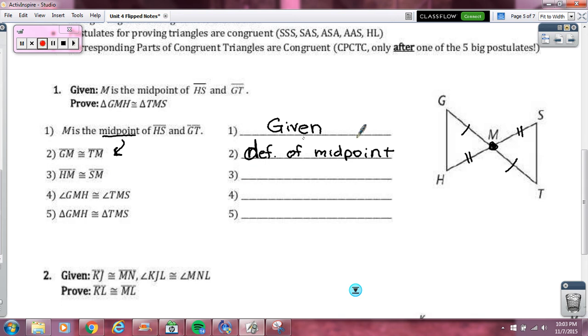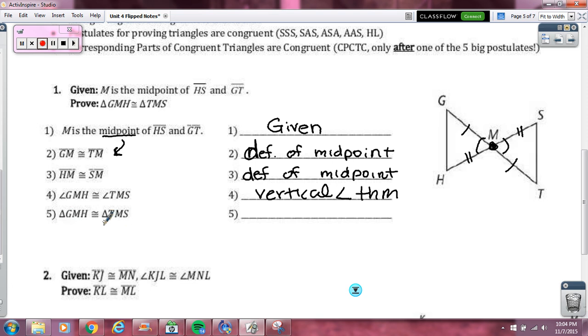We use it again for number 3. HM and SM were the same size. The reason I put those markings in is because I saw a midpoint dividing a segment in half. So again, I've got the definition of midpoint being used. Next, angle GMH is congruent to angle TMS. The reason I know those two are congruent is because they're vertical angles. So our vertical angle theorem says that all vertical angles are congruent.